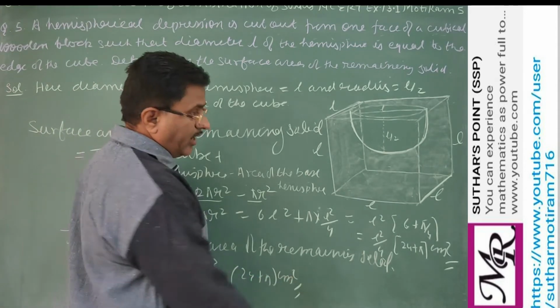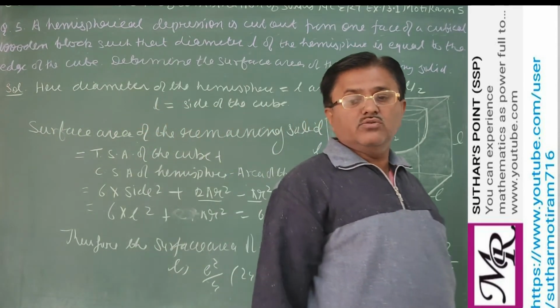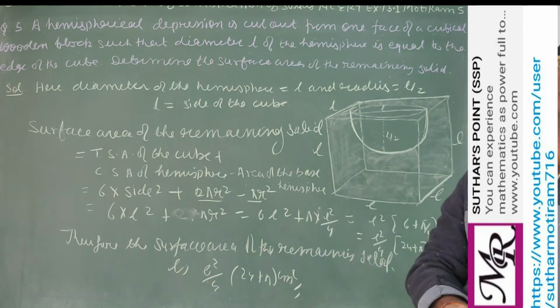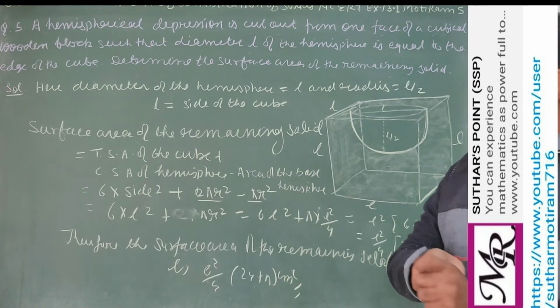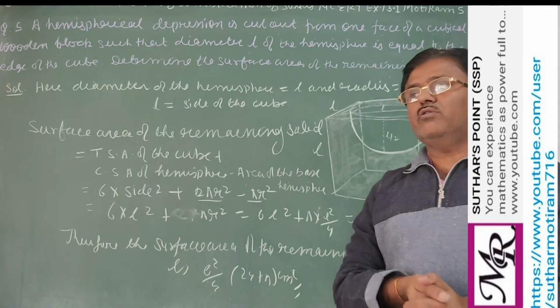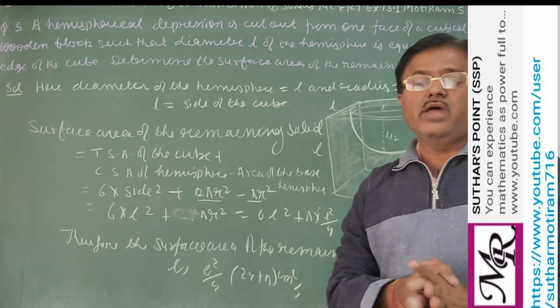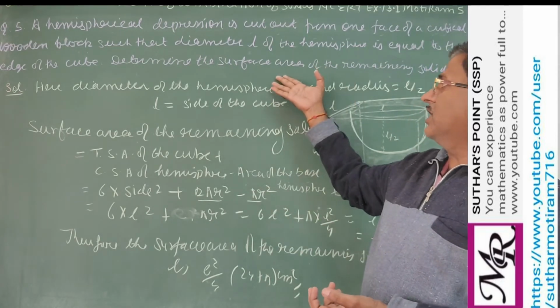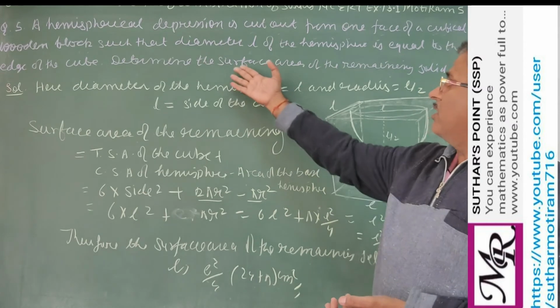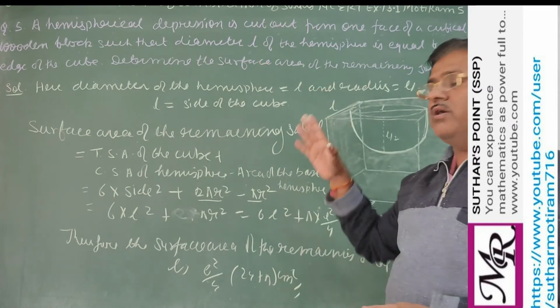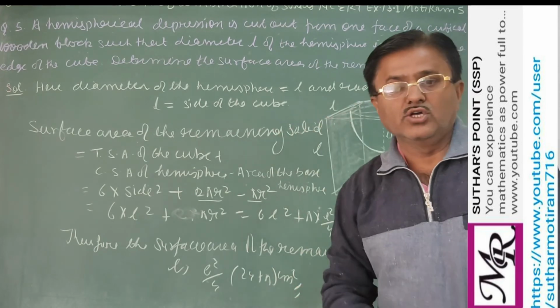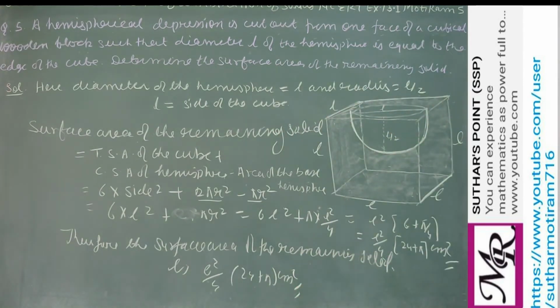So dear student, when it is said you have to find the surface area, it means you have to find the total surface area of the figure. So there is no confusion between total surface area and curved surface area. Because if the question gives curved surface area, then you have to find only the curved surface. Otherwise, if it says surface area, it means you have to find the total surface area. So that's it for this one.